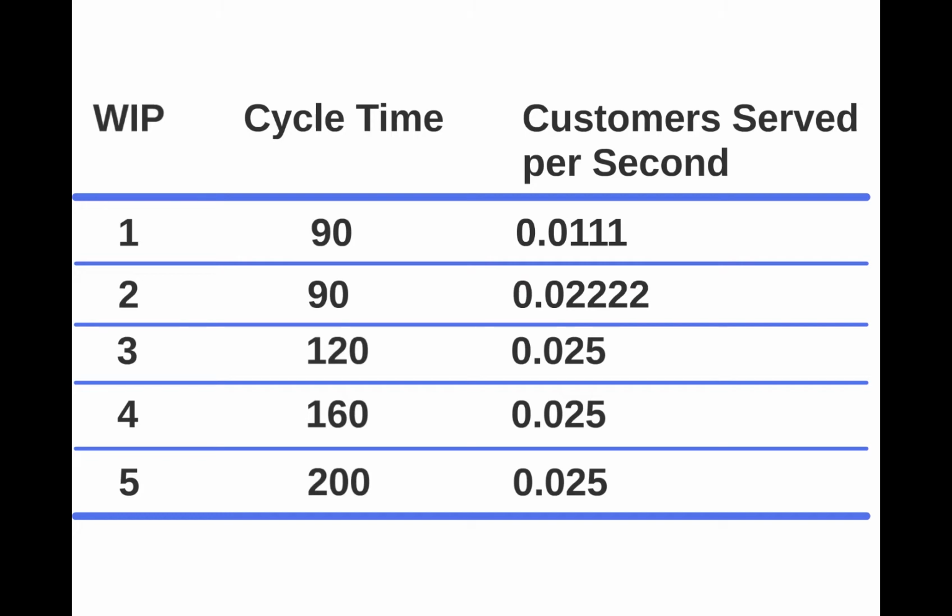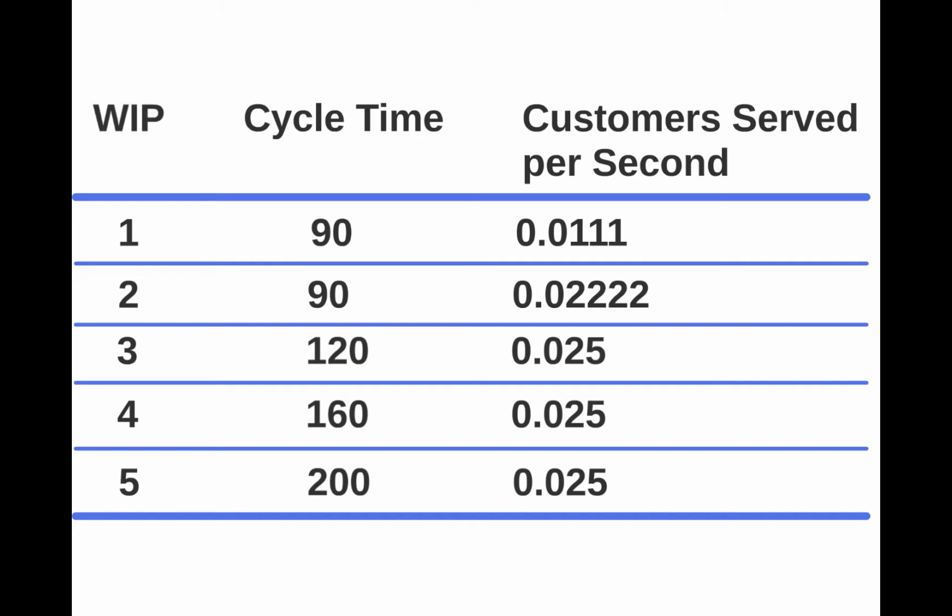So what do you think the optimal number of items we have in flow at the same time is? So hands up for one. One, okay. Hands up for two. A few more. Hands up for three. Hands up for four. Does anyone think five?